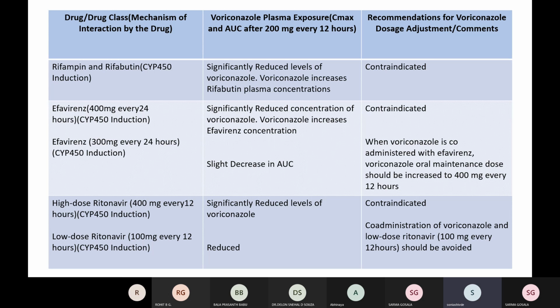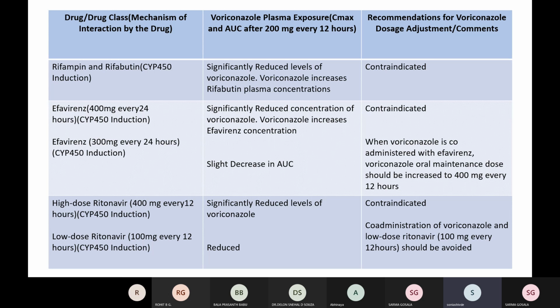Coming to the first drug, rifampin and rifabutin. We use them commonly for tuberculous infections, CNS tuberculosis. Rifampin significantly reduces the level of voriconazole. Voriconazole increases rifabutin plasma concentration, so it is contraindicated. Efavirenz 400 mg every 24 hourly reduces the concentration of voriconazole significantly, and thus it is contraindicated.